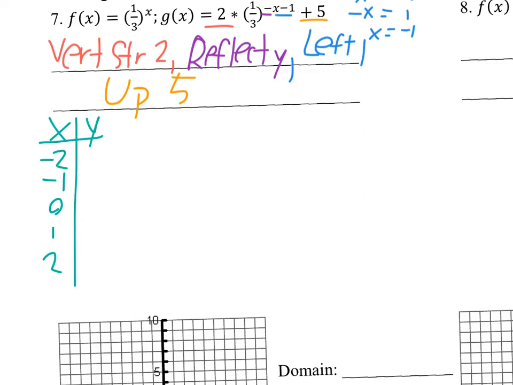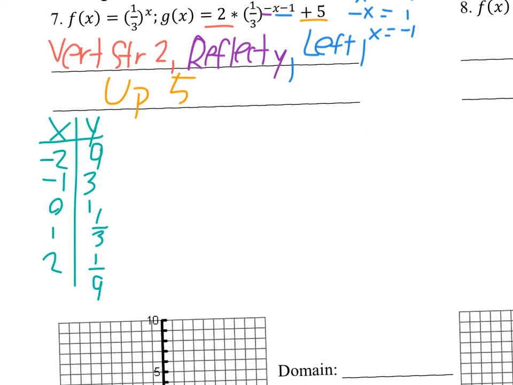1/3 to the -2 is going to give us 9. 1/3 to the -1, 3. 1/3 to the 0, 1. 1/3 to the 1, 1/3. 1/3 squared, 1/9.